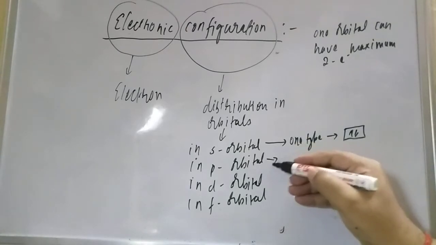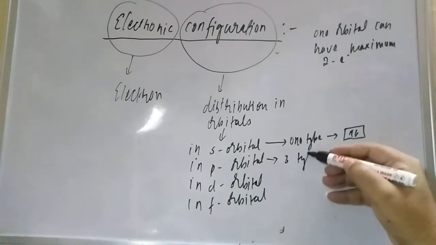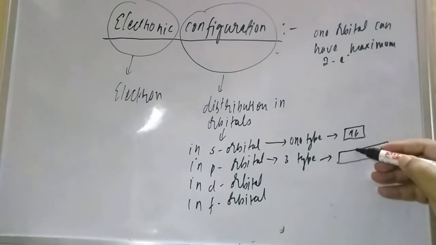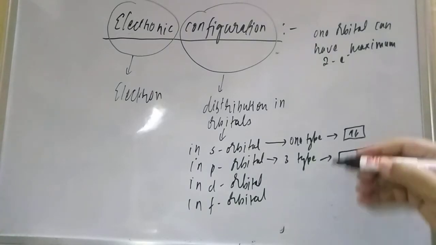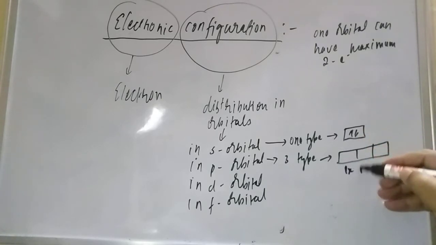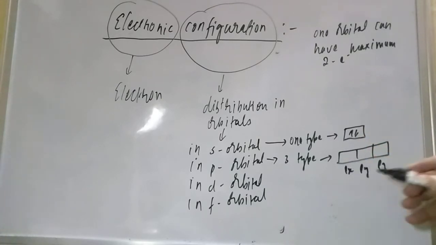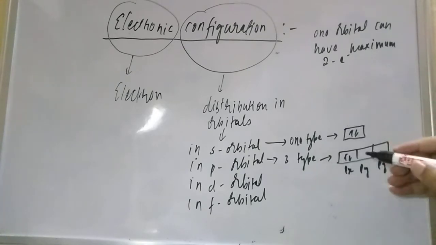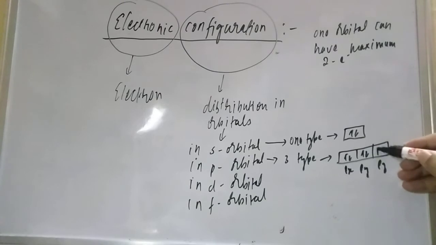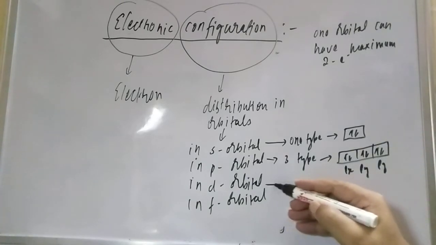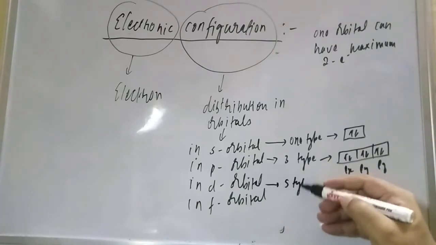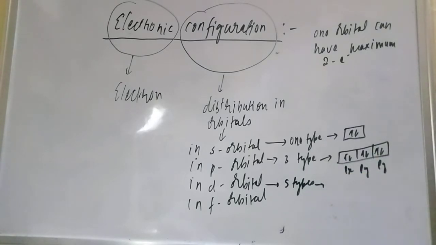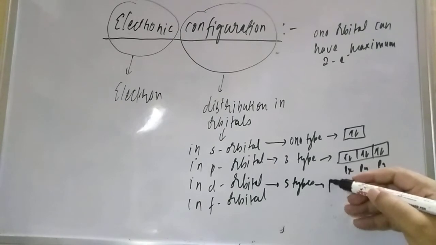If you talk about the p orbital, it is 3 types: px, py and pz. One orbital holds 2 electrons, so 3 types hold 6 electrons. Now the d orbital is 5 types, so how many electrons are possible?